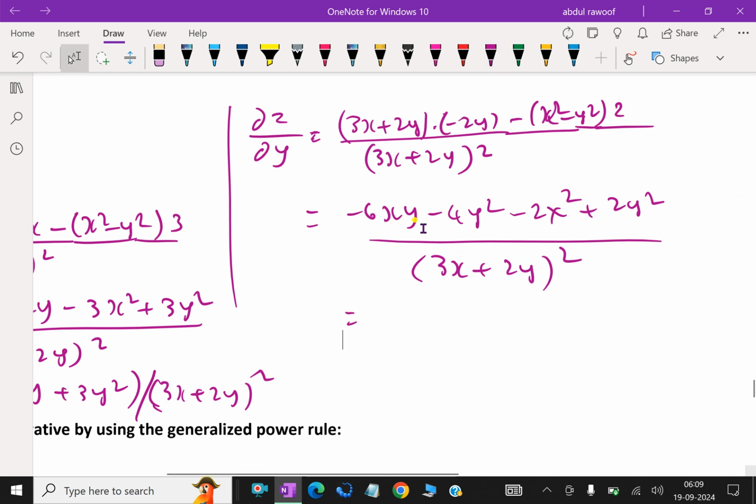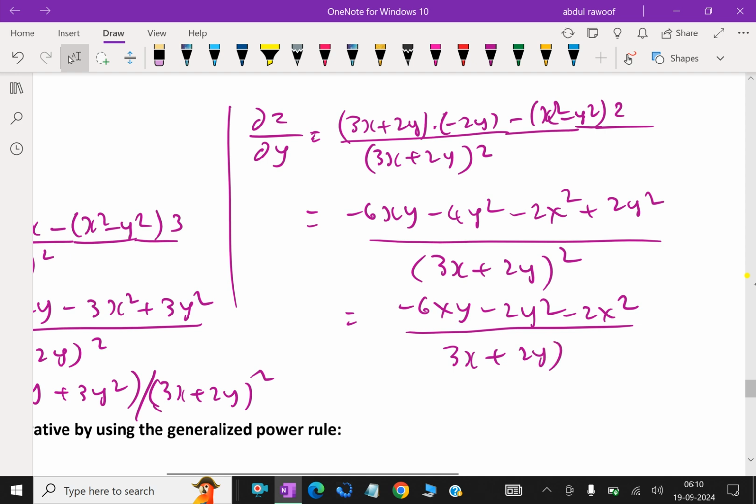Here minus 6xy, here minus 4y square, minus 4y square plus 2y square is minus 2y square, minus 2y square minus 2x square over 3x plus 2y the square.